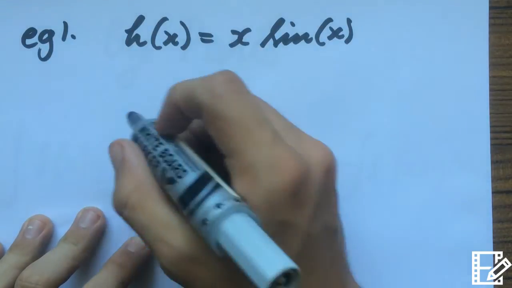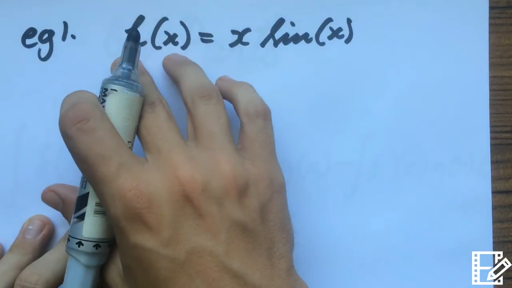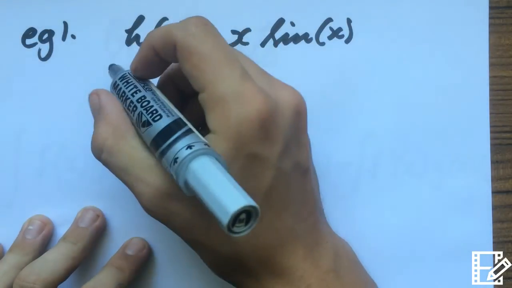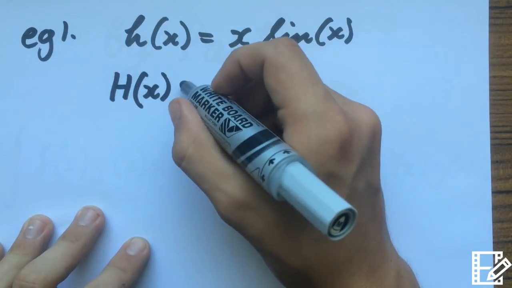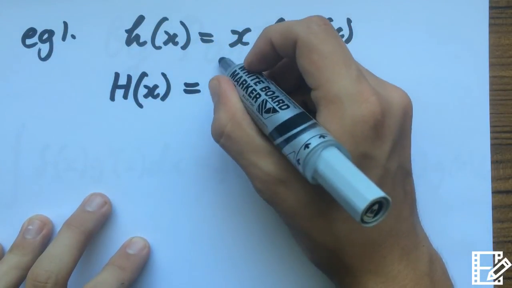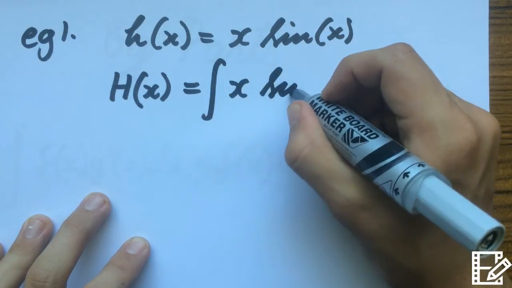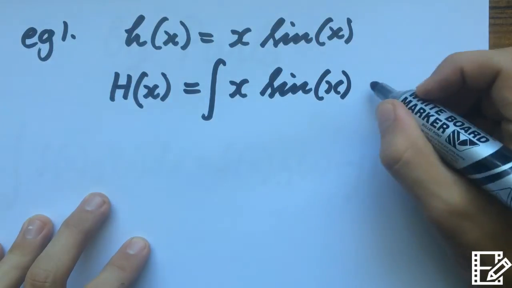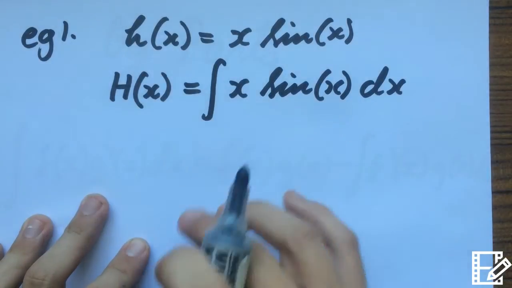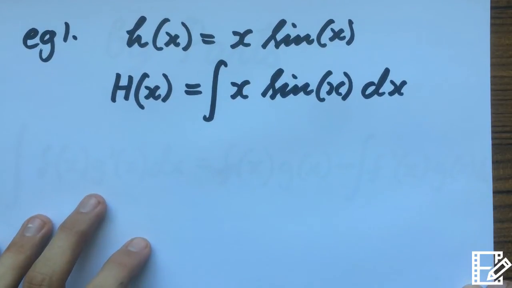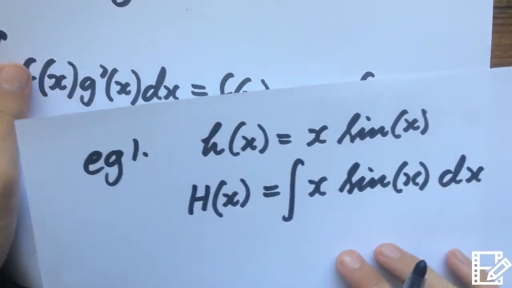Okay, so let's find the integral of both sides. If we find the integral of h(x), we'll get capital H(x). And if we find the integral of this side, we'll have something that looks a lot like this. So we've found the integral of both sides. We've anti-differentiated both sides. Now, I'll be referring back to this equation.